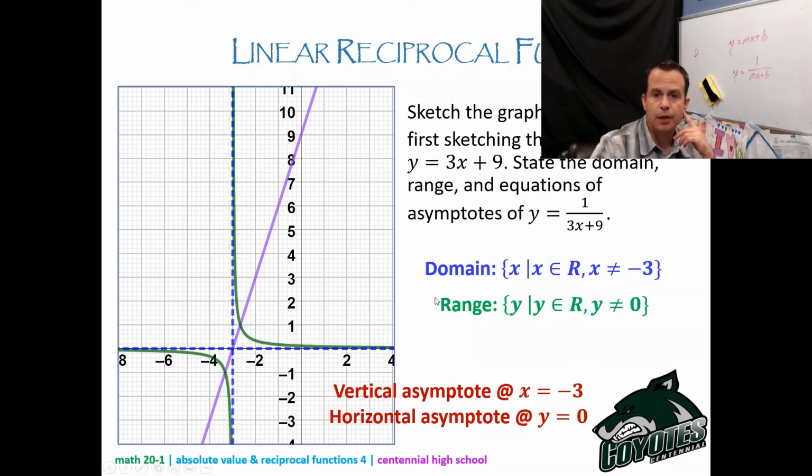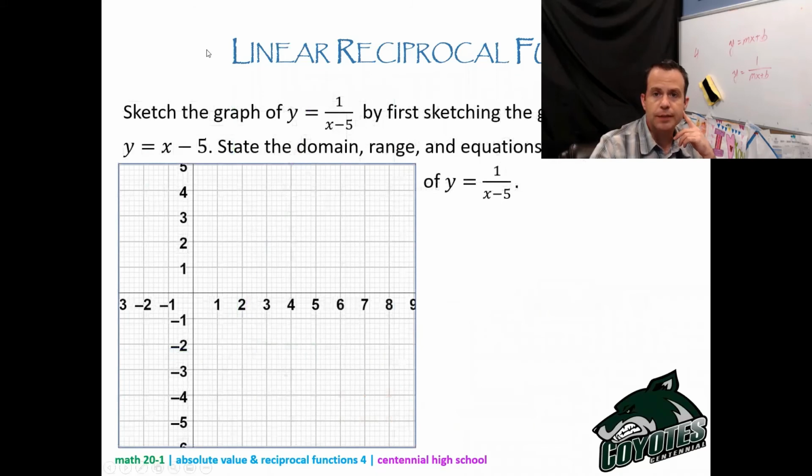Awesome. Okay, we're going to try another one. This time we're going to try y equals 1 over x minus 5, and we're going to do the same thing. We're going to sketch the graph of y equals x minus 5 first. We'll think about domains and ranges of the reciprocal graph once we get there, and we'll write the equations of the asymptotes for the reciprocal graph as well. But let's start with y equals x minus 5.